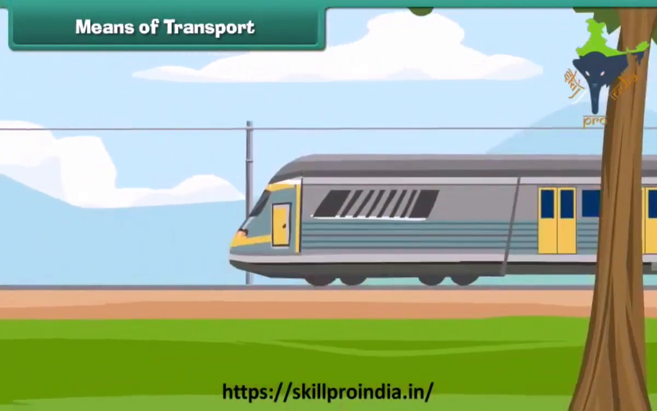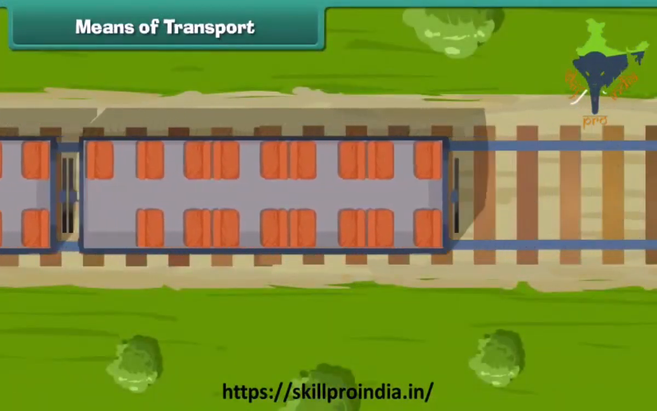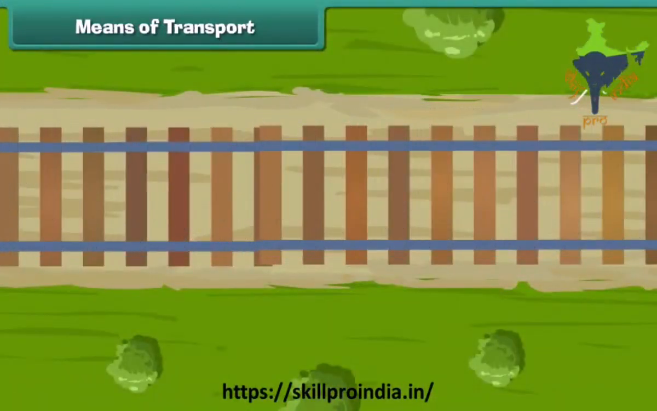The trains run on special rail tracks. These rail tracks are called the railways. So we can say that railways are the road tracks over which trains run with the help of their wheels.